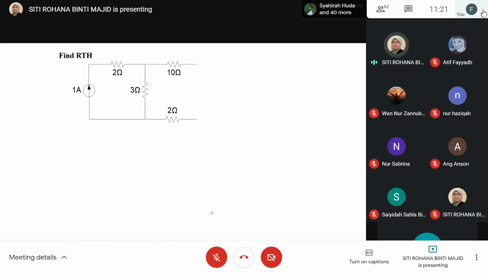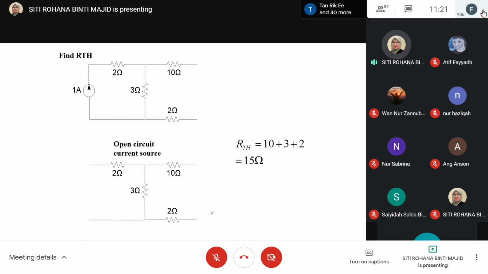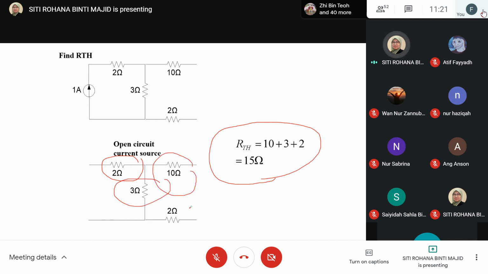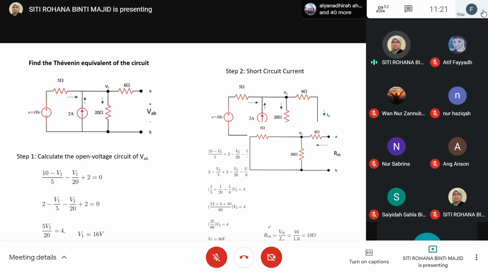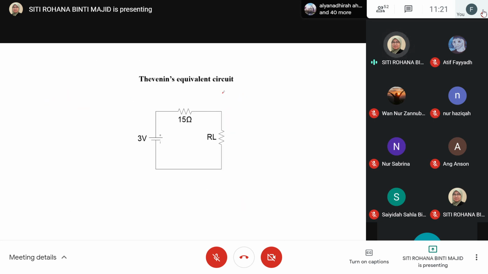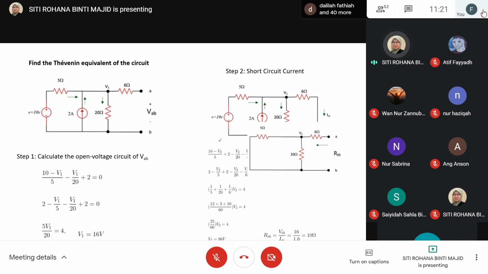So the next part, we want to find the RTH. When we want to find the RTH, the current source must be open circuit, and then the RTH would be like this. So again, be careful with this arrangement to avoid confusion. This is how we calculate the RTH, and this one is the equivalent circuit. Don't forget about the load resistance.